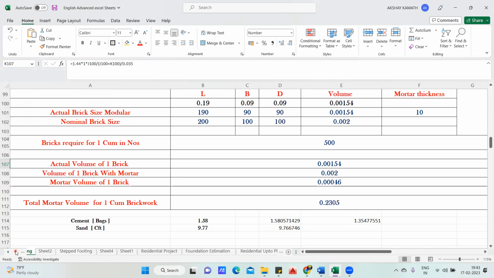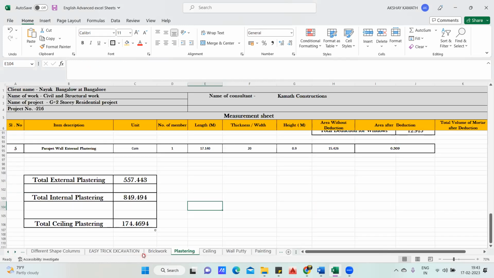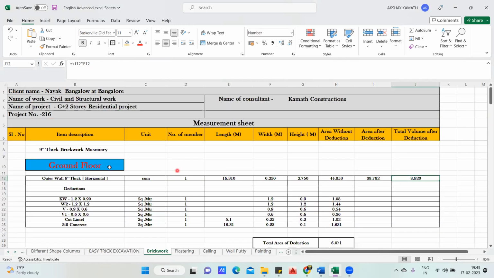The importance is that already we have taken the quantity takeoff. Already we have done. If I come here in the plastering quantity, in the brickwork quantity, you see here, this is the brickwork what I have. 8.920 cubic meter of the brickwork is done. Okay.